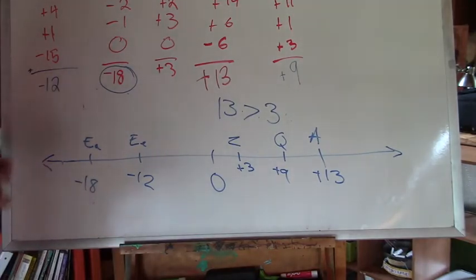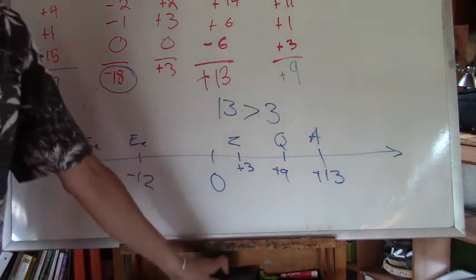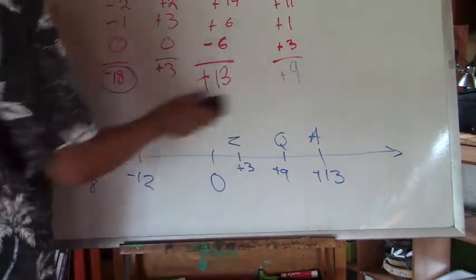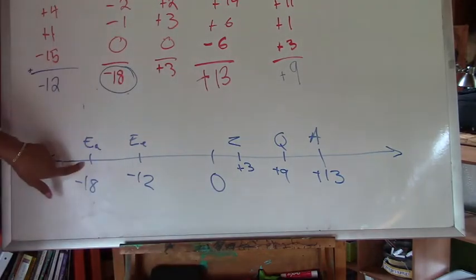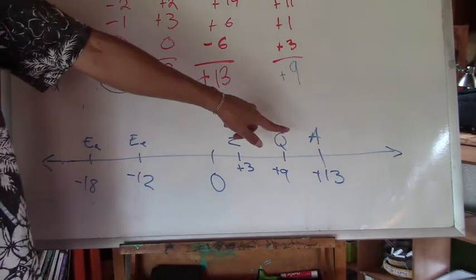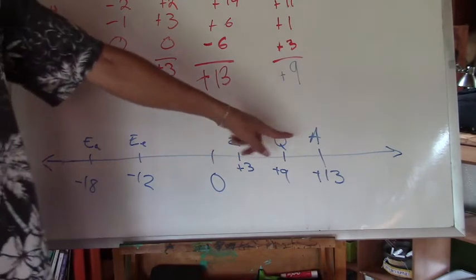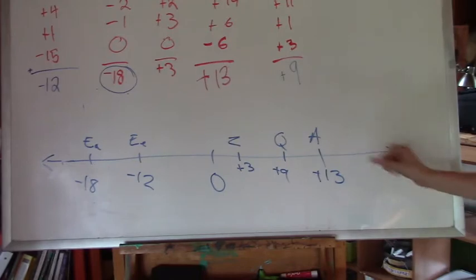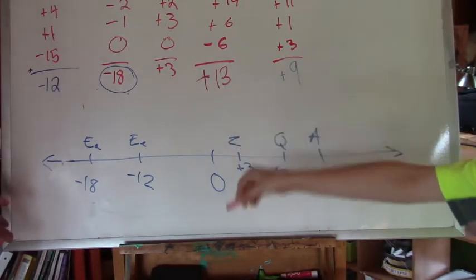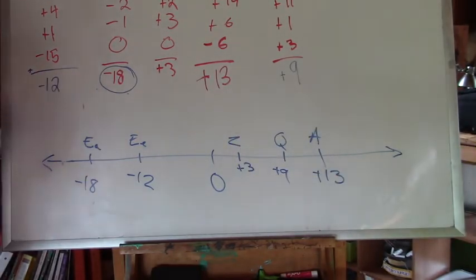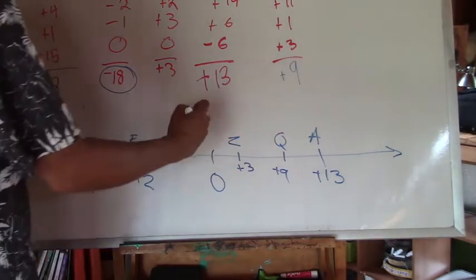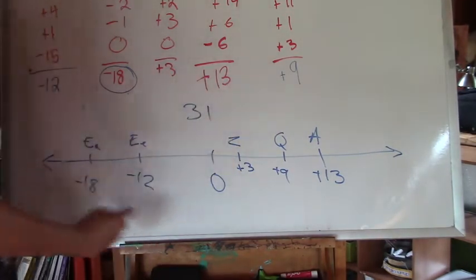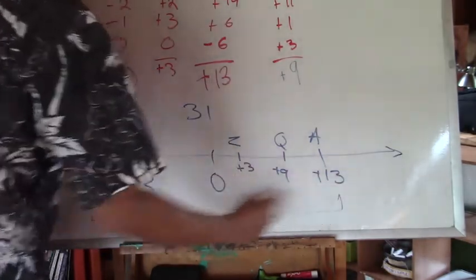Yeah. Okay. Now let's take a look, and we're not going to use blocks. What's the difference between that score and this score? Ella's score and Ashlyn's. What's the difference between Ashlyn's score and Ella's score? 31. How come? Because you go 13, and 18 more. So the difference between these two scores is 31. From here to there, it's 31.